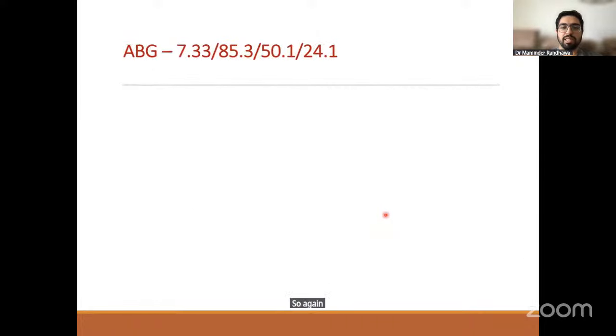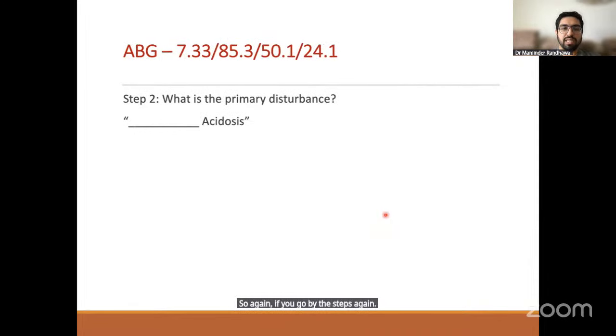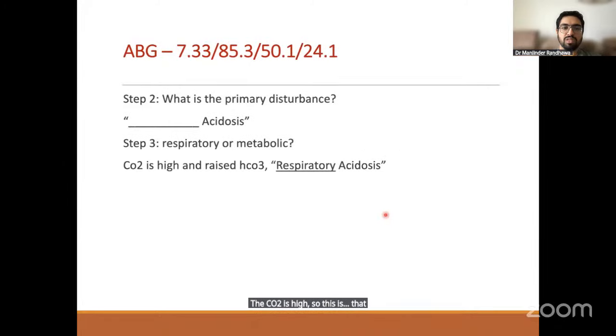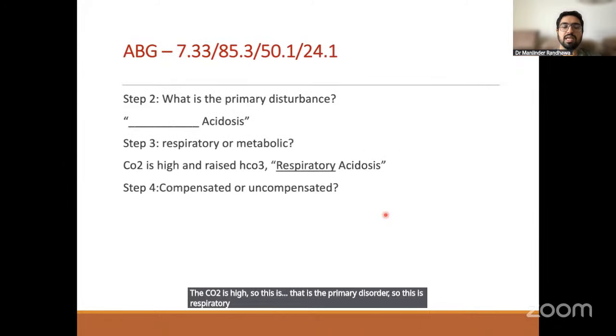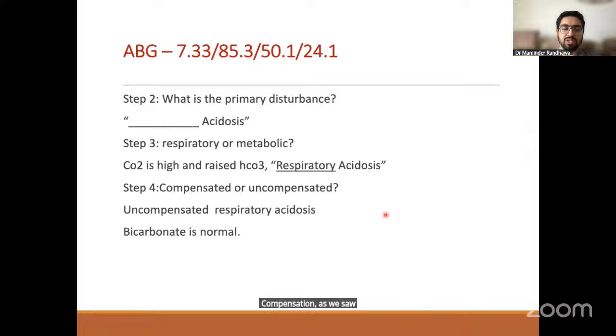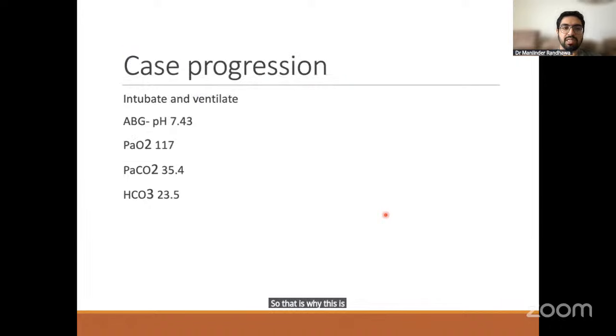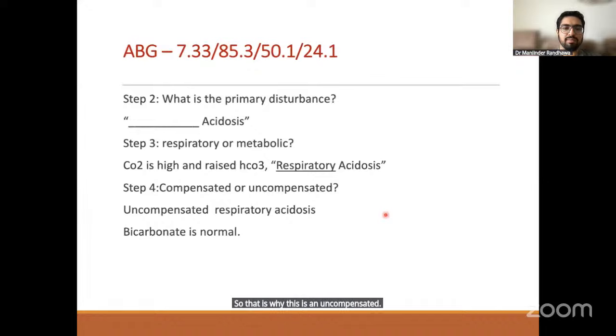So again, if you go by the steps, obviously this is acidosis, pH is less than 7.4. The CO2 is high. So that is the primary disorder. So this is respiratory acidosis. Compensation, as we saw for acute respiratory acidosis, for every 10 rise in CO2, the bicarb should rise by 1. So here the bicarb has not risen at all. So that is why this is an uncompensated respiratory acidosis.